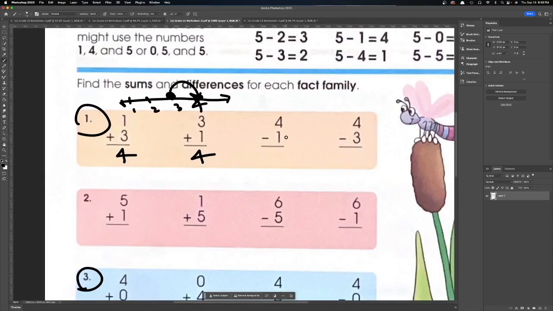And now we have 4 minus 1, so let's make a number line. We can do 1, 2, 3, 4. We start at 4, we go back 1 as indicated by this number, and we have 3 as our answer. And for this one, we start on 4 again, but this time we go to the left 1, 2, 3 times.